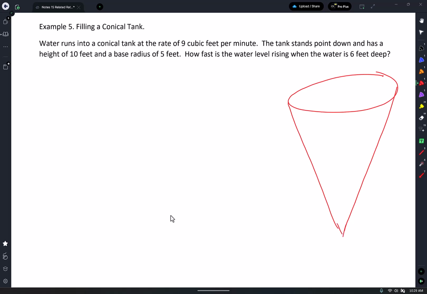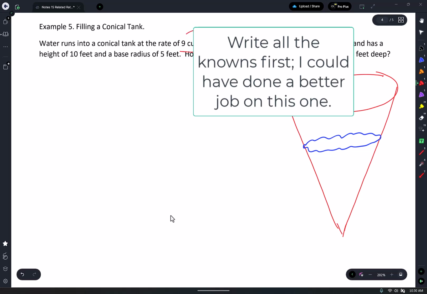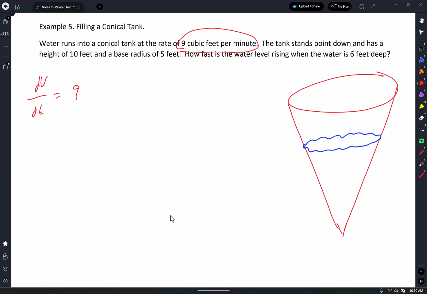Right, here we go. Water runs into a conical tank at a rate of 9 cubic feet per minute. So here's the water, and that's dV/dt, 9 cubic feet per minute. That's dV/dt. That's water in a conical tank, a tank in the shape of a cone.